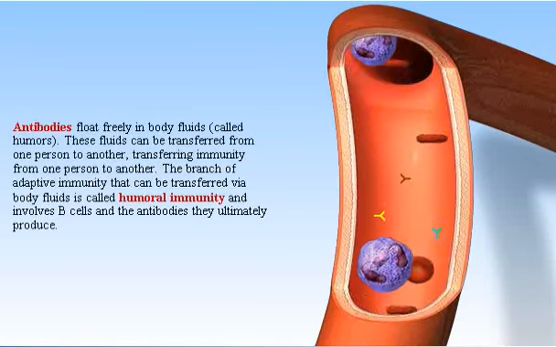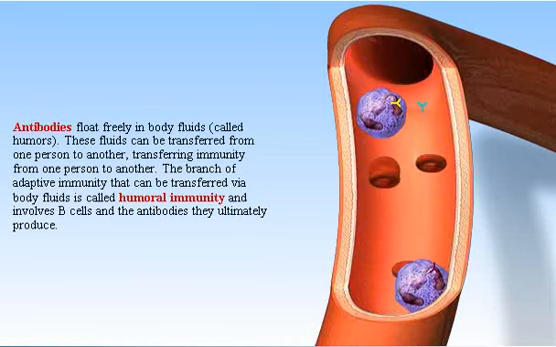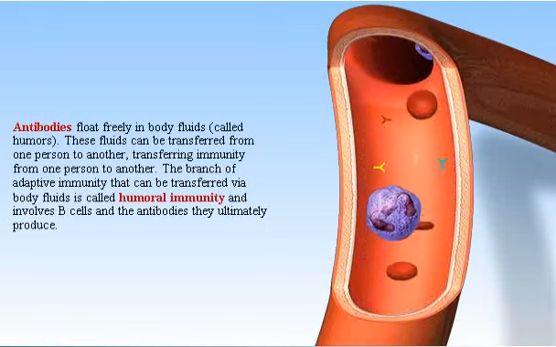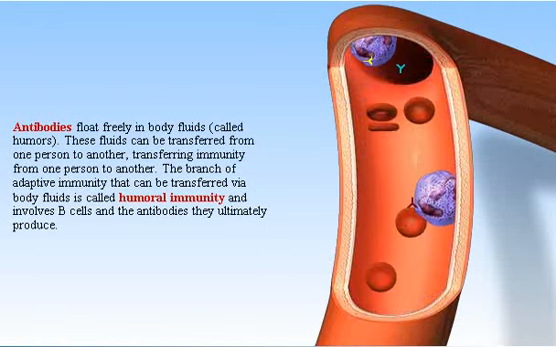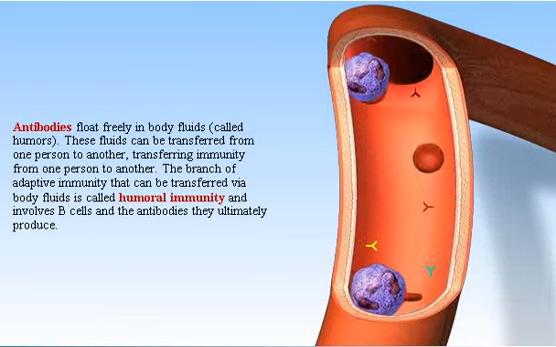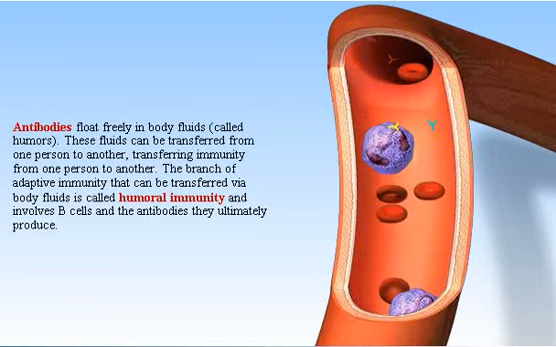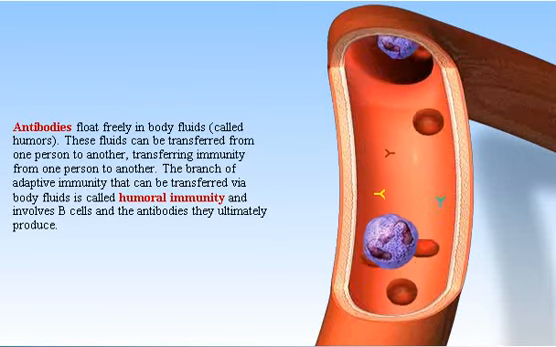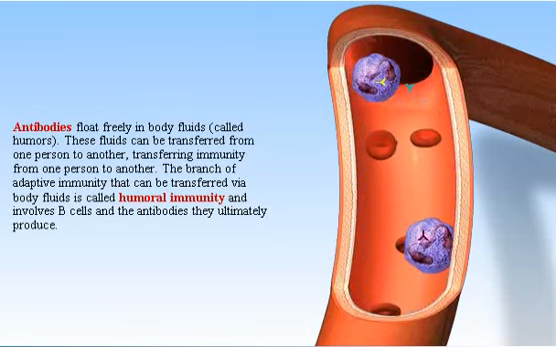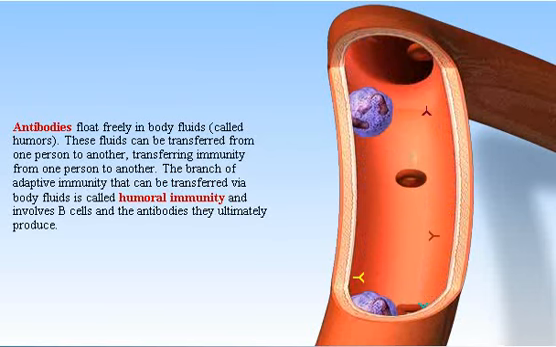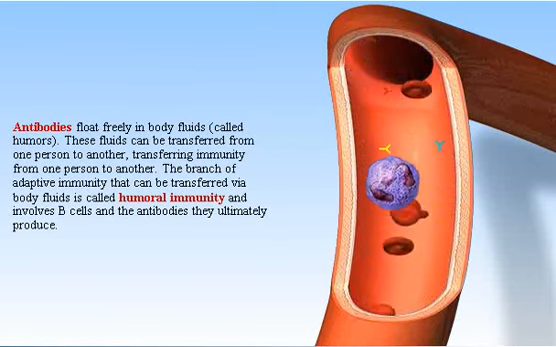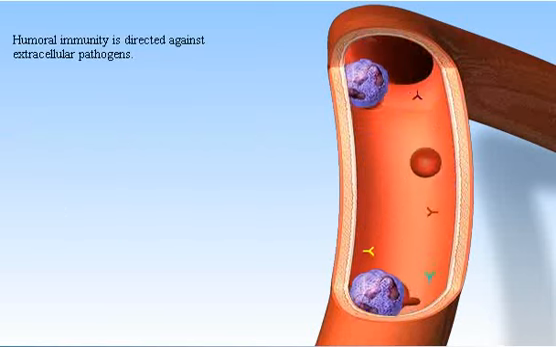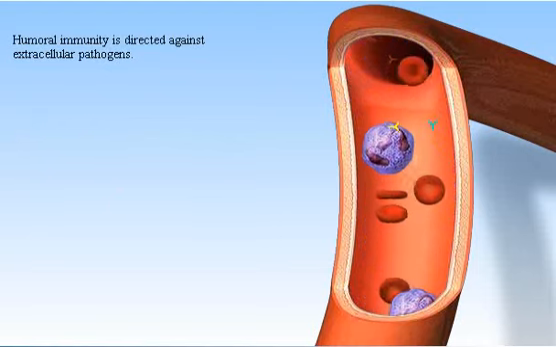Antibodies float freely in extracellular fluids such as the blood. These fluids, once called humors, like the vitreous and aqueous humors of the eye, can be transferred from one person to another, carrying the antibodies with them and thereby transferring immunity from one person to another. The branch of adaptive immunity that can be transferred via body fluids is called humoral immunity and involves B cells and the antibodies they ultimately produce. Humoral immunity is directed against extracellular pathogens.